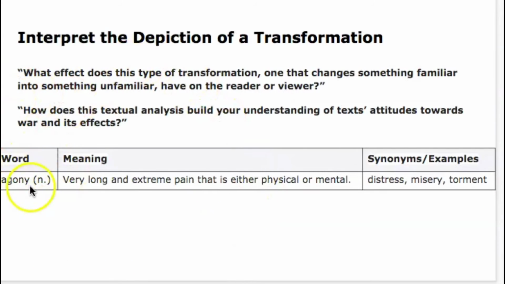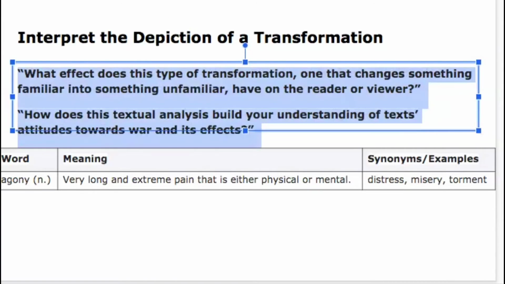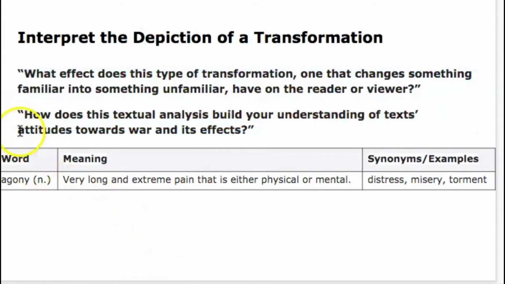So let's look at this word, agony. This means to be in very long and extreme pain that is either physical or mental. What effect does this type of transformation, one that changes something familiar into something unfamiliar, have on a reader or viewer? And how does the textual analysis that you've been doing build your understanding of the texts' attitudes towards war and its effects?